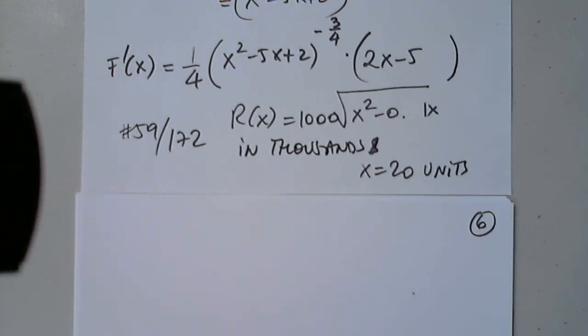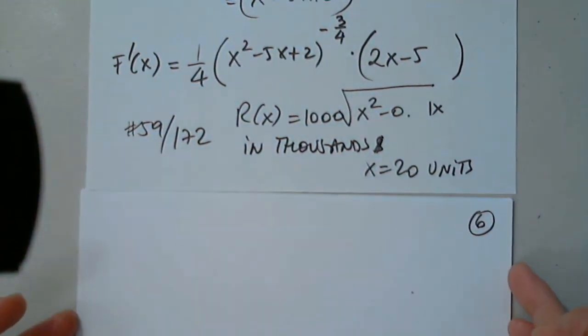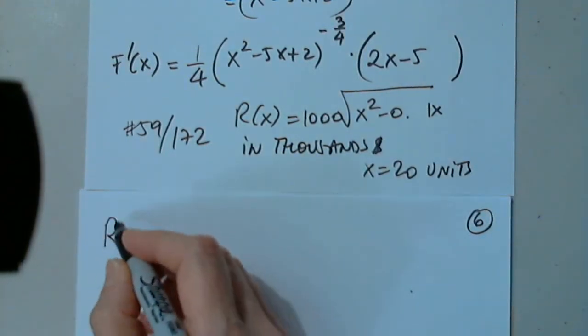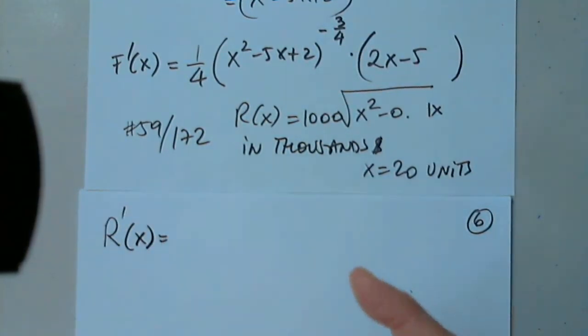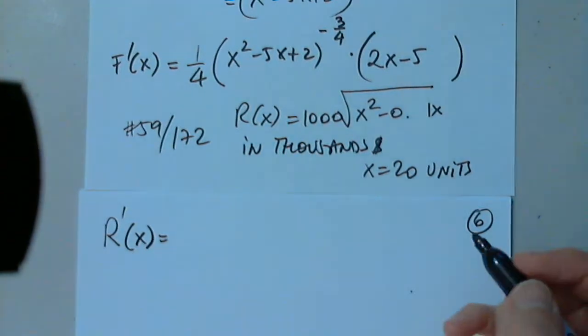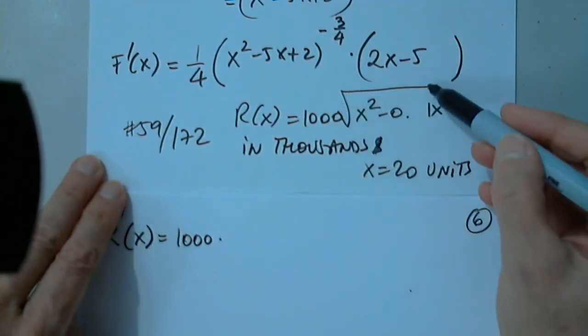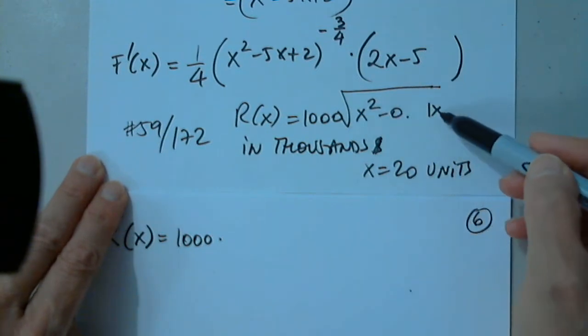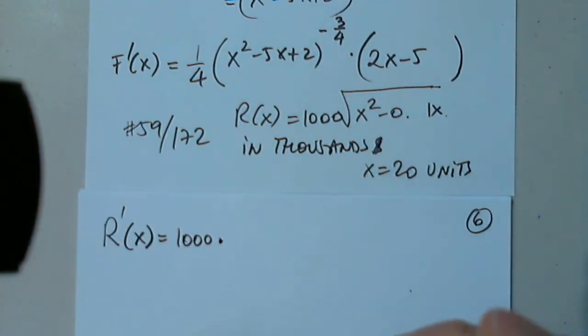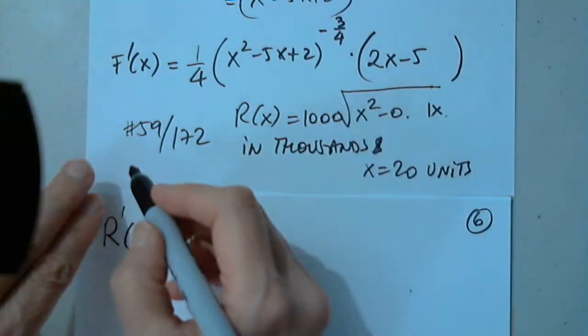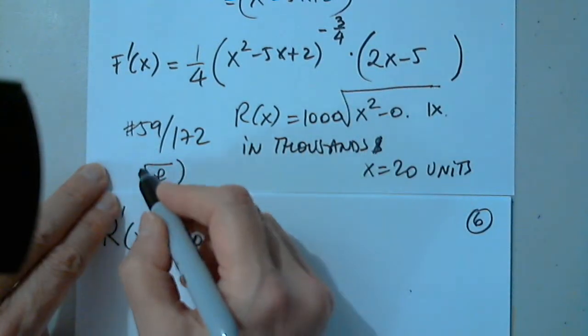Do you find the limit first? No, not the limit. Not the limit. You mean but R prime. Yeah, indeed. The prime. Awesome. So 1,000 is a constant. It will stay outside. Now I have to differentiate the square root of x squared minus 0.1x. How do I do that? The square root of a function. The square root of a function prime.